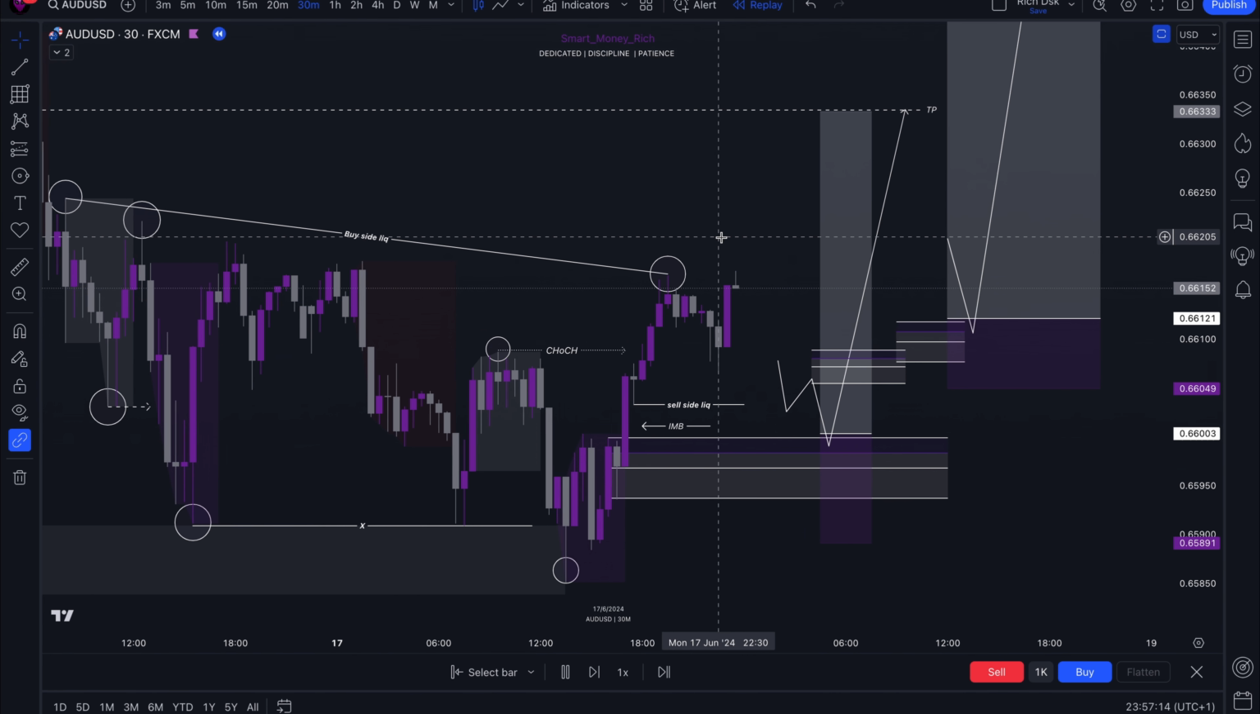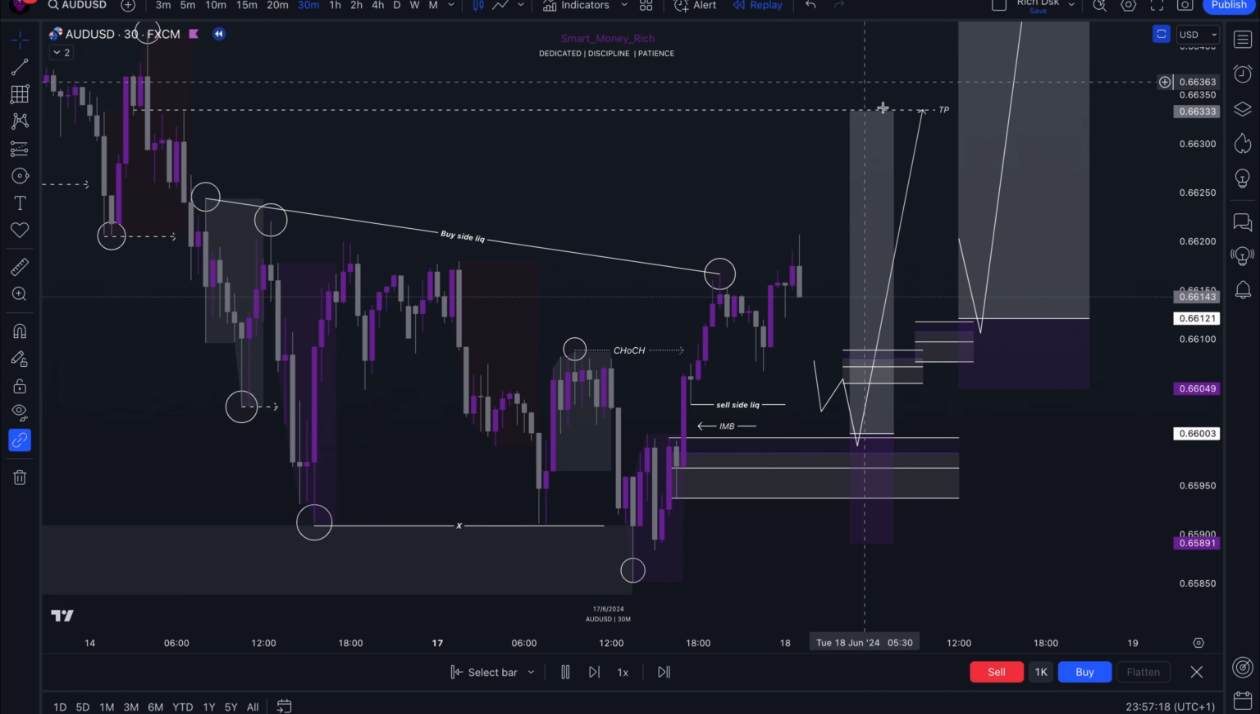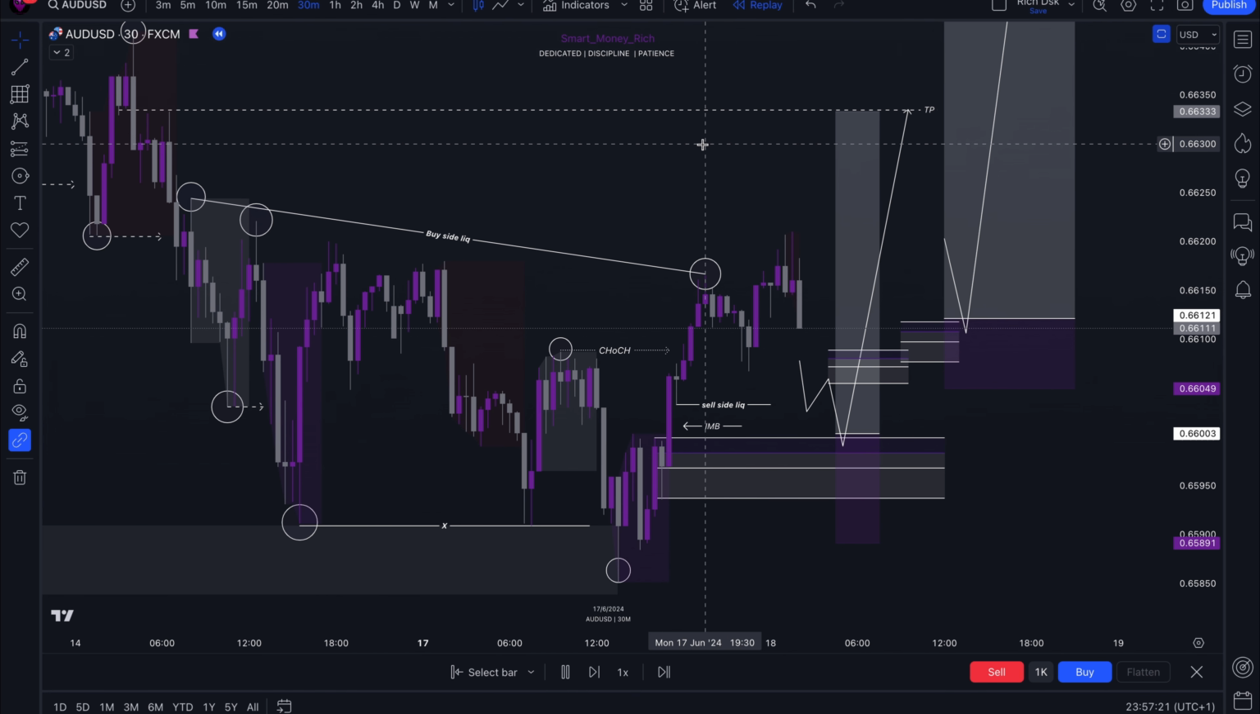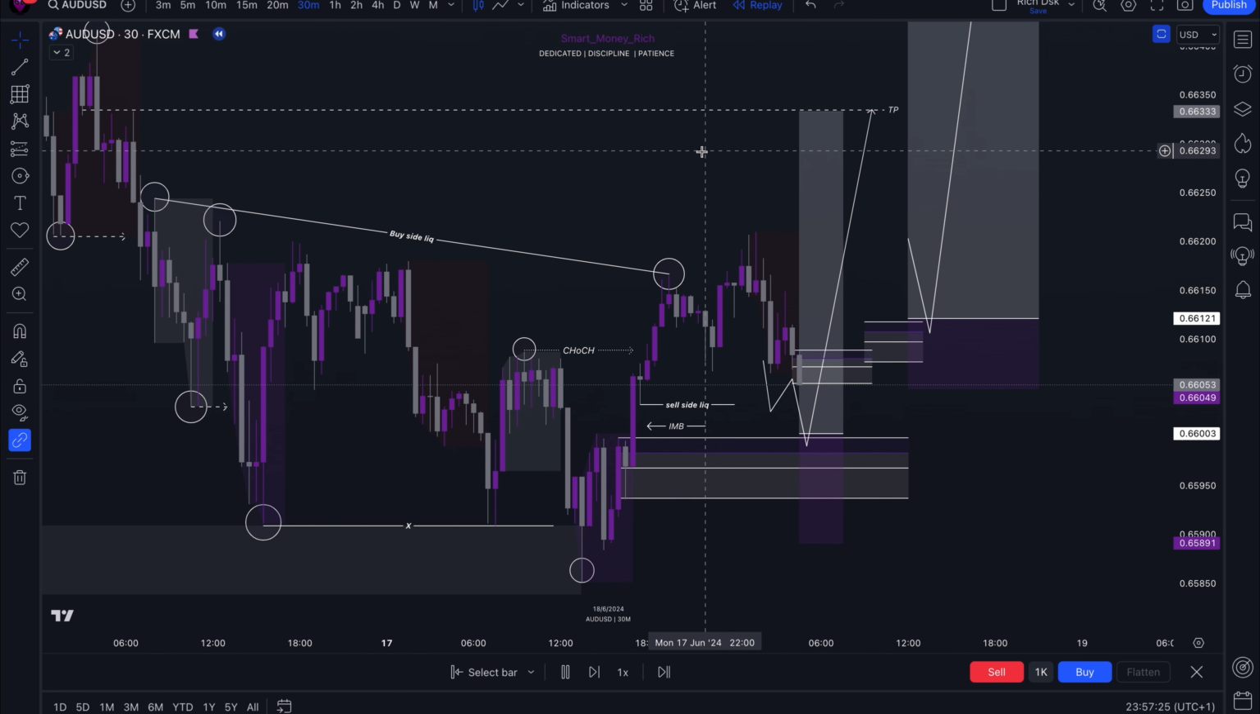So let's play price, guys, and see how price played out throughout this section, right? This high is my take profit, guys. This high up there is my take profit. Up here, that's my take profit. That's where I'm looking for price to come to.